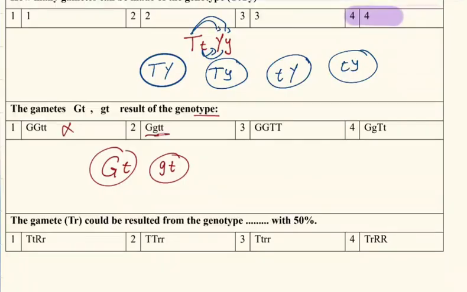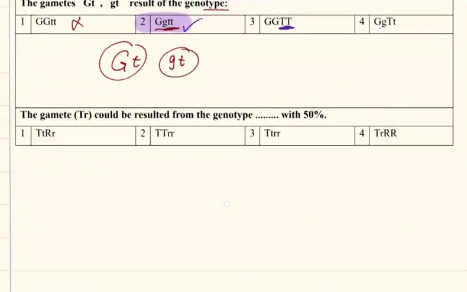So it will make 2 gametes, and this is the correct answer. This one cannot be this one because it doesn't have T small. This one will have 4 different gametes, not these 2 only. So the correct answer is this one. Let's see here. There's another one.